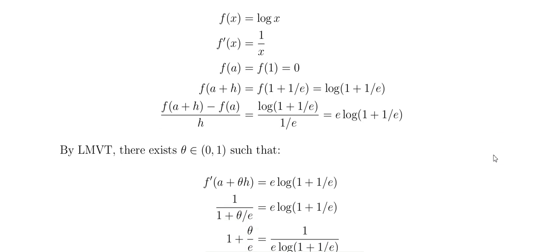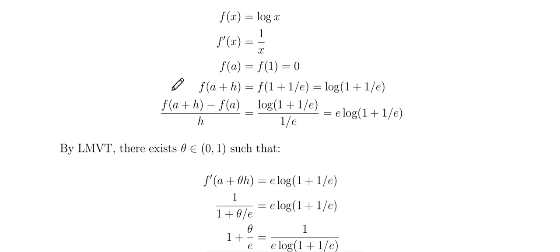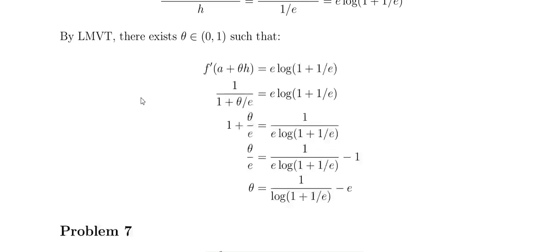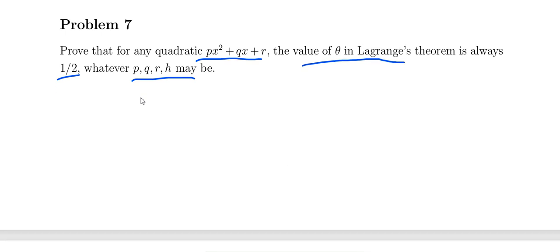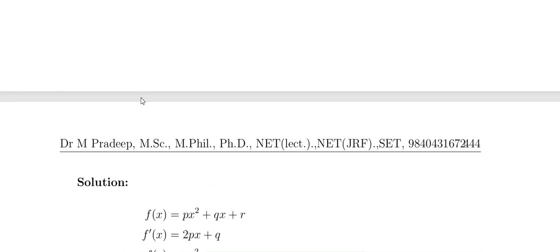So all of these are about finding theta. We already discussed a problem earlier. Now, prove that for a quadratic px square plus qx plus r, the value of theta in Lagrange's theorem is always 1 by 2, whatever p, q or h may be.